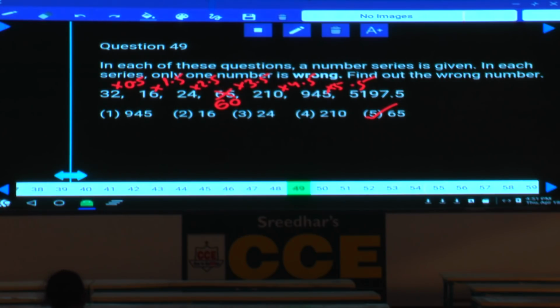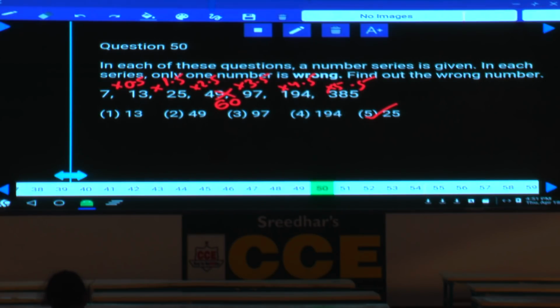Then question number 50. Now in this question number 50, tell me what are the numbers here. 7, 13, 25, 49. Now sir, how can you express this one? 7, 20, 13, 25, 41 and so on. Now 13 and 25, 25 and 49. Now if you observe here 25 into 2, 50 minus 1 is 49. 49 into 2, 98 minus 1 is 97.